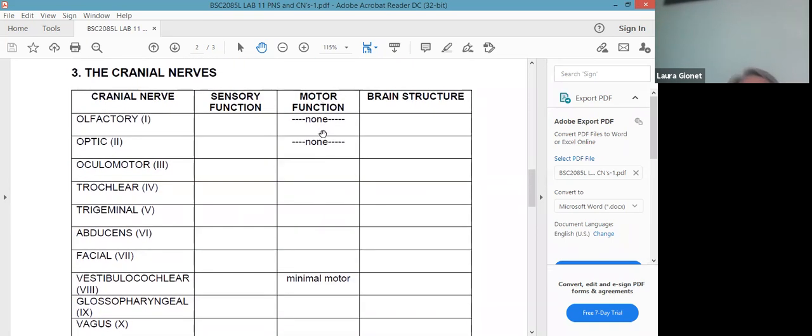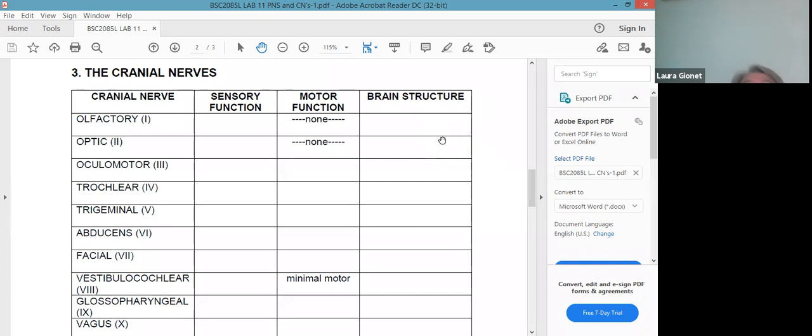Over here, there's no particular motor function. And for brain structure, we can kind of change that, and maybe put the model or the slide that might be representative of that olfactory nerve, or you can keep it blank, because when we look at the other pictures associated with lab 11, we identify them there.